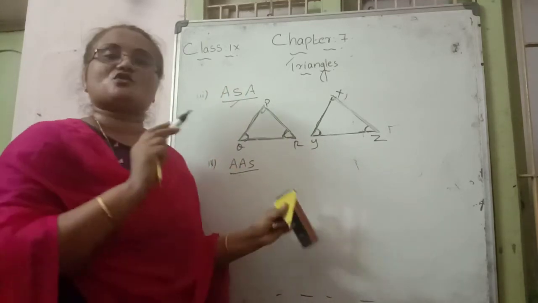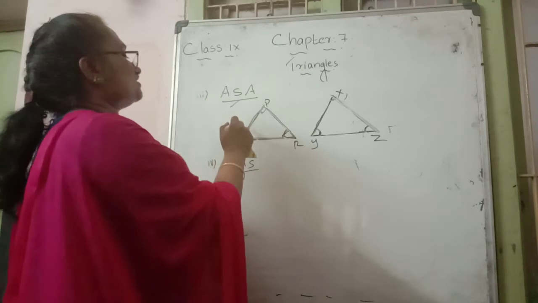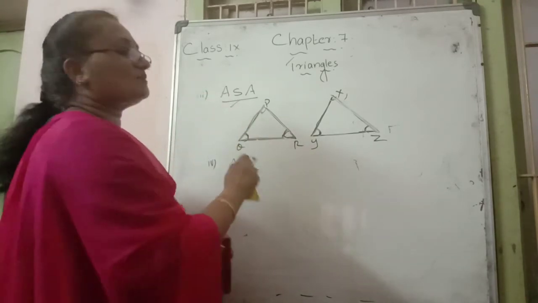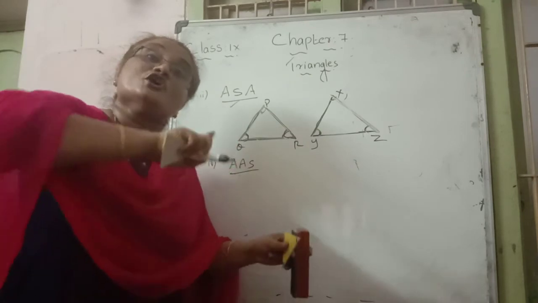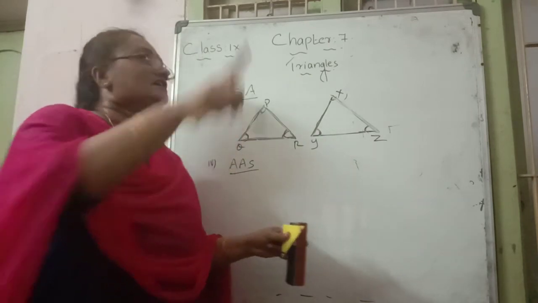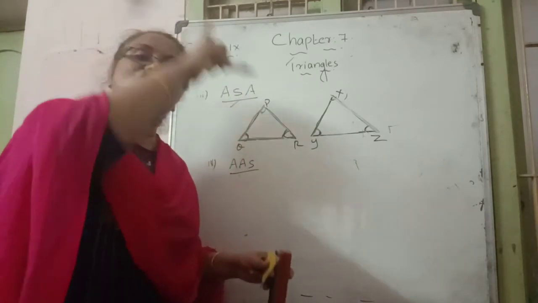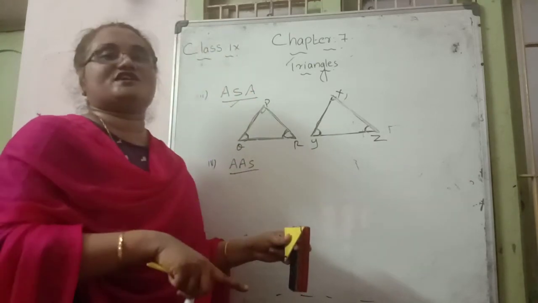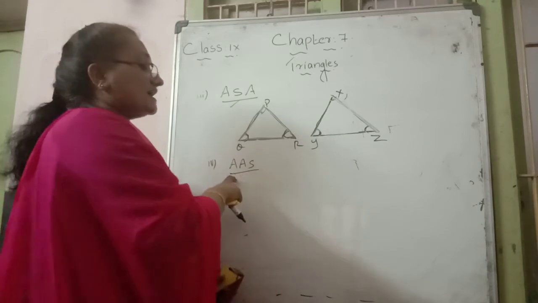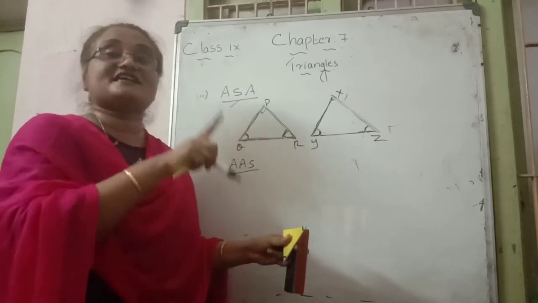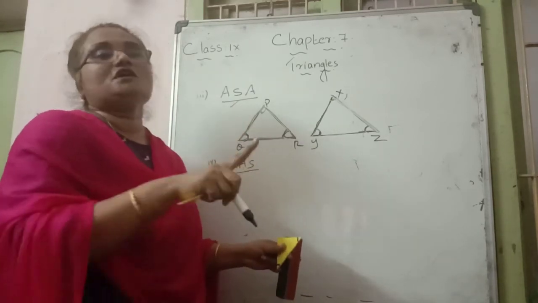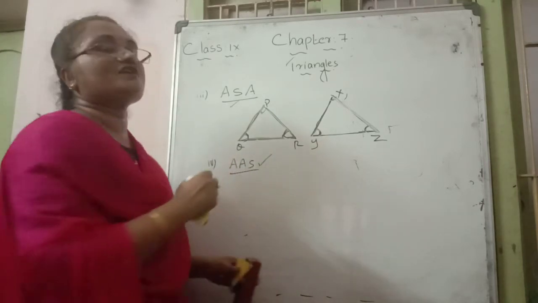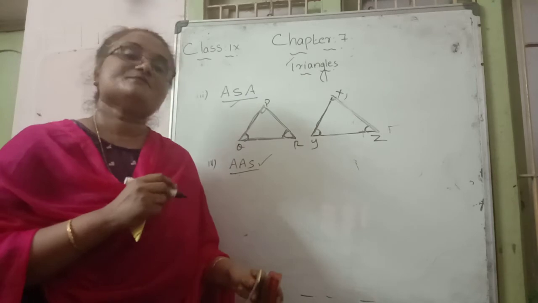So this property is also there. In the majority of cases we use the ASA property. AAS property means two angles and a non-included side. ASA property means two angles and the included side. But for the AAS property, two angles are there, but the side is not included; the two angles are not on the same side. That property we call the AAS property.